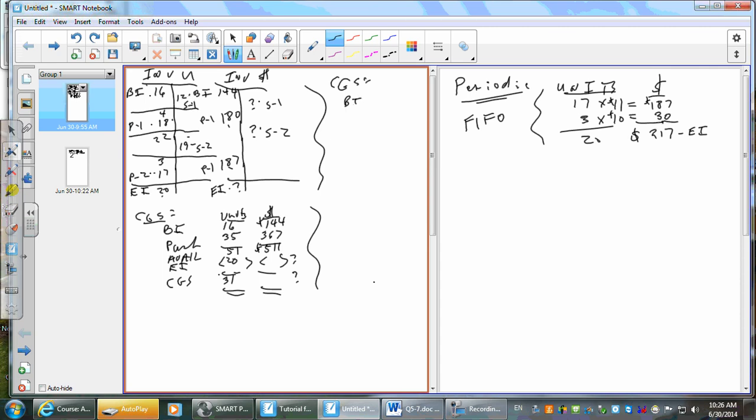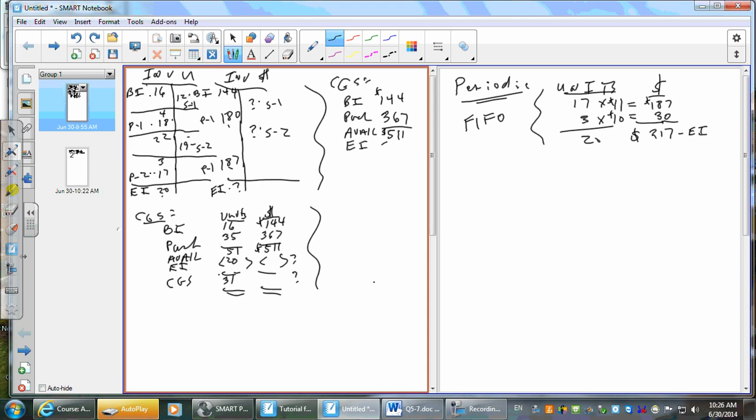Beginning inventory was how much? 16 units, $144, right guys? We'll just do the dollars. Okay. What was purchases? 35 units for $367. I'm just copying this down here, okay? And you wouldn't have to copy it, you could erase it right there. Okay? So what's available? $511.